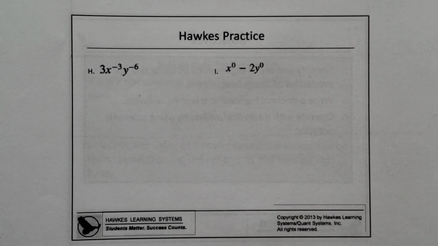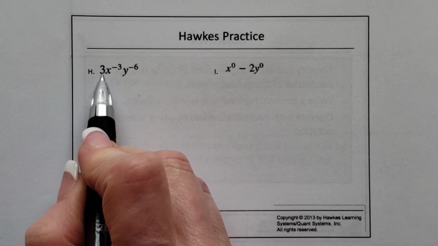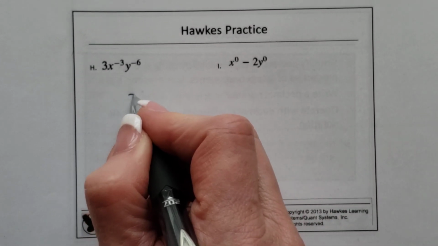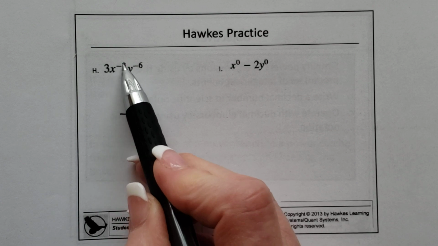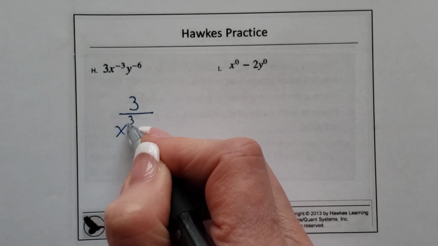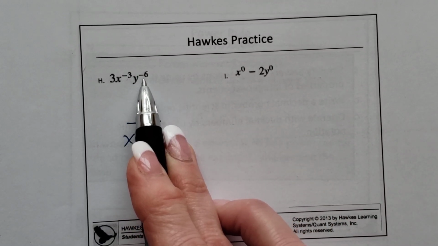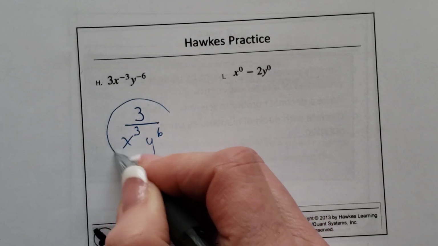Letter H, it wants me to simplify it so that I only have positive exponents. Well, the 3 is a coefficient, and it is a whole number 3. I could rewrite that 3 over 1. So when I'm simplifying that, I keep my 3 in my numerator. The x is raised to a negative exponent, so I'm going to flip it down to the bottom and let my negative sign go away. Same thing with y. It has a negative exponent. The only way to make it positive is to flip it below the line. And so that is my answer, simplified.